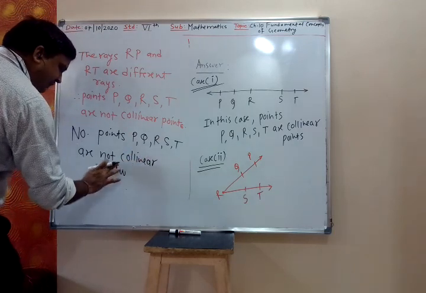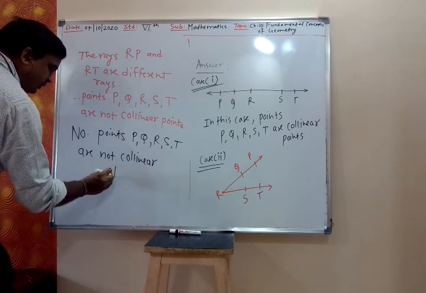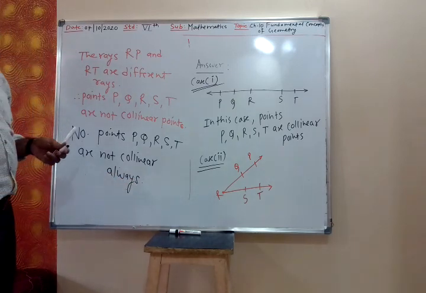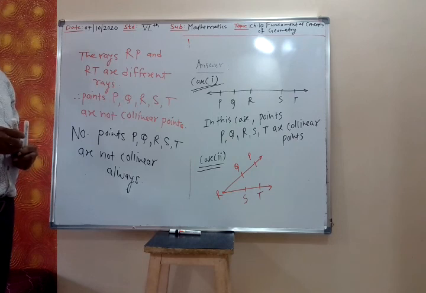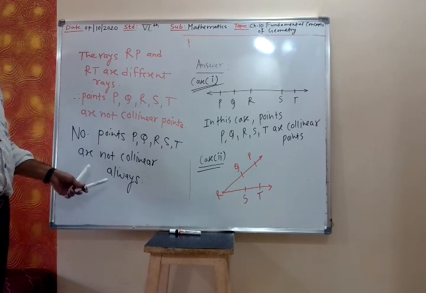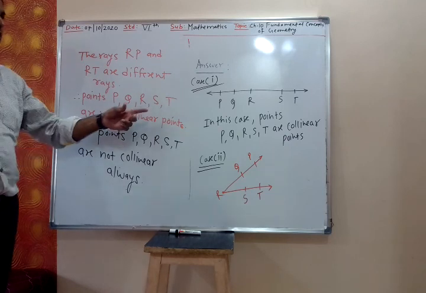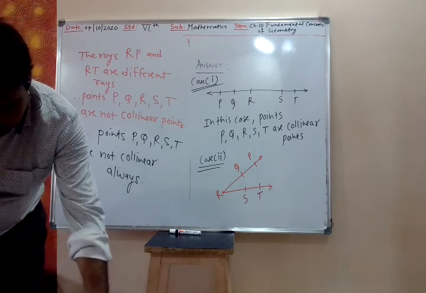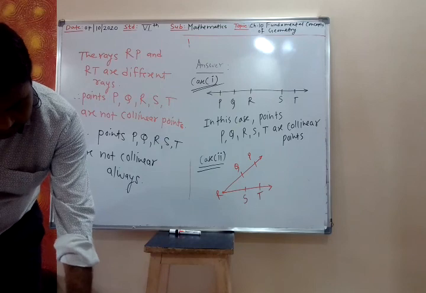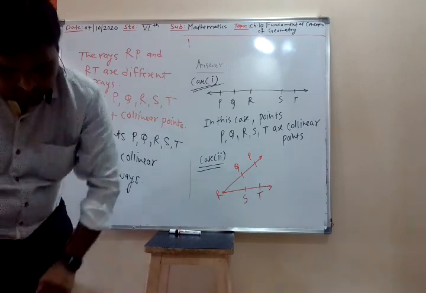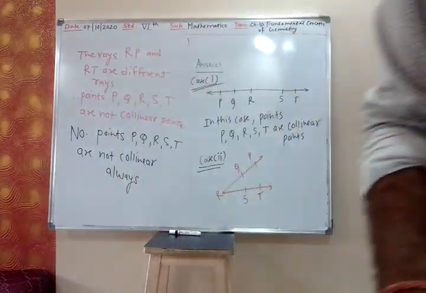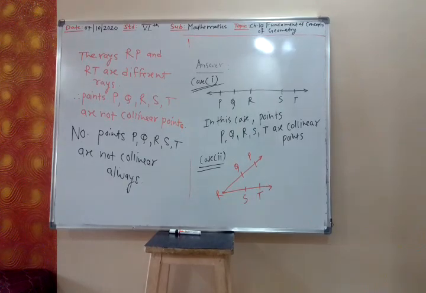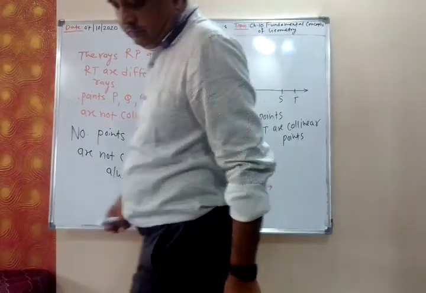In some cases we have seen, in case 1 it is collinear, but in case 2 it is not collinear. If it is collinear in both the cases, then it is collinear always. But in one case it is collinear, in one case it is not collinear. So finally it is not collinear. Where is it blurred? It is very much clear, right?